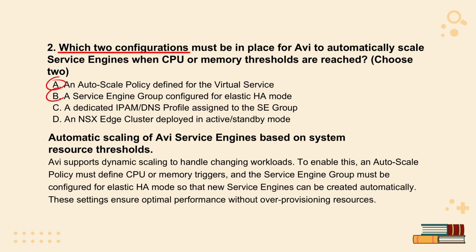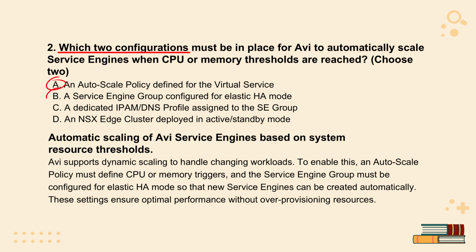Great question. They're symbiotic, really. The auto-scale policy is where you set the rules, the triggers. You define things like, okay, if average CPU across the service engines for this virtual service hits, say, 70% for 5 minutes, scale out, add another SE. Or if it drops below 30%, scale in and remove 1. So that's the brain setting the conditions.